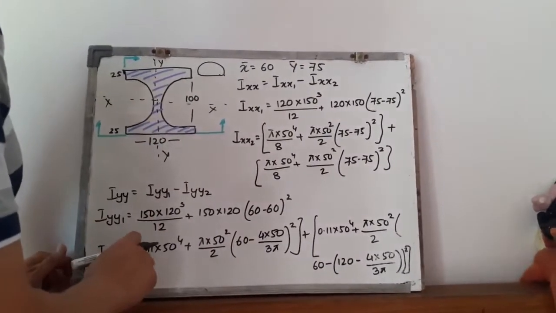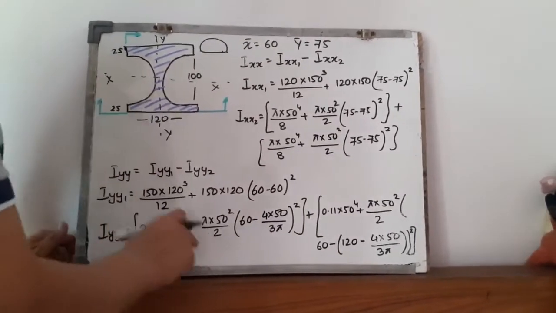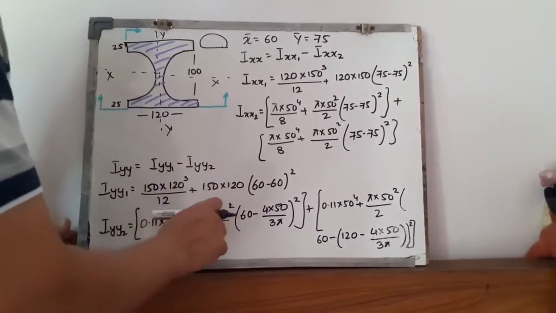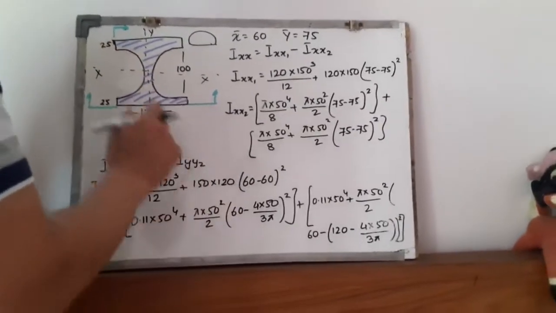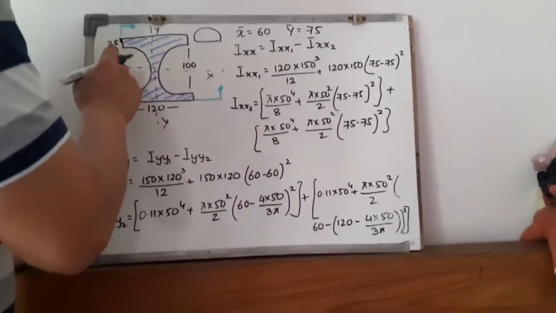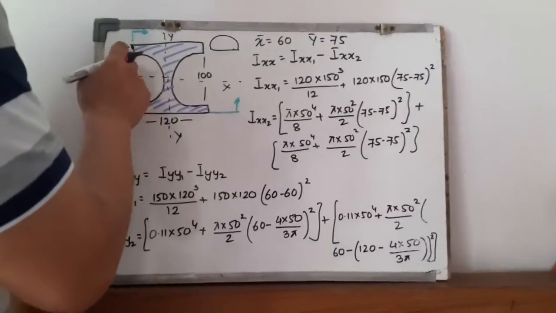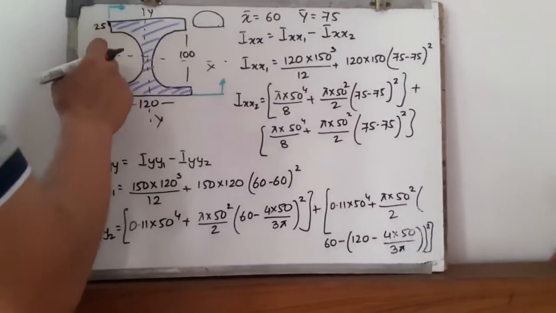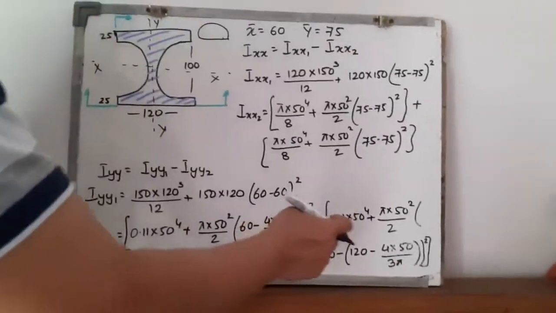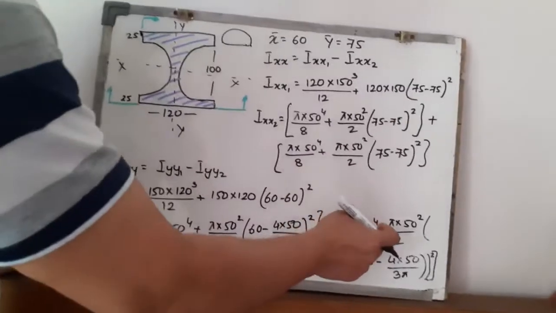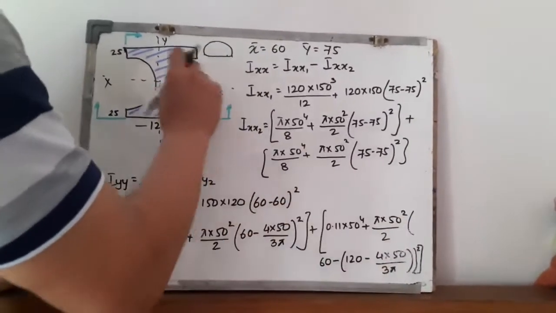So this is 0.11 r to the power 4. This we have previously derived. So this is 0.11 into r to the power 4 plus pi into 50 square by 2. So pi into 50 square by 2 is the area of this semicircle, multiplied by the centroid which lies at a distance of 60, and the centroid of this semicircle lies at a distance of 4r by 3 pi from this reference frame. So this is 60 minus 4r by 3 pi whole square, plus for this one it is 0.11 into 50 to the power 4 plus area is pi r square by 2.